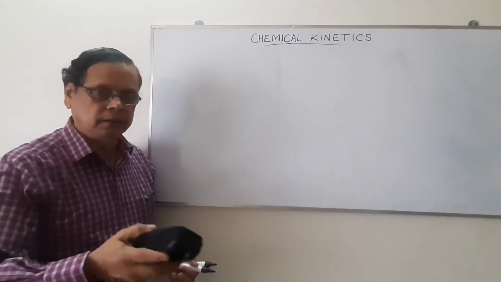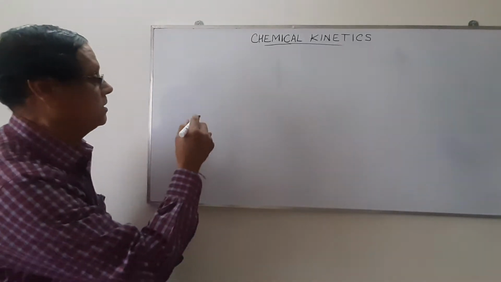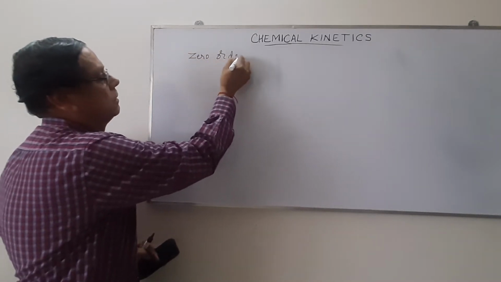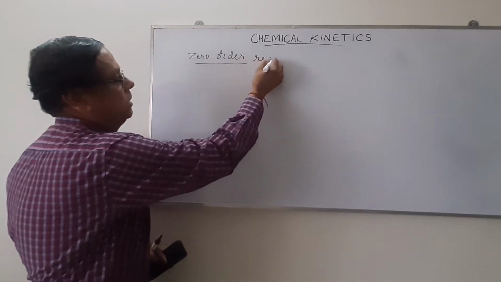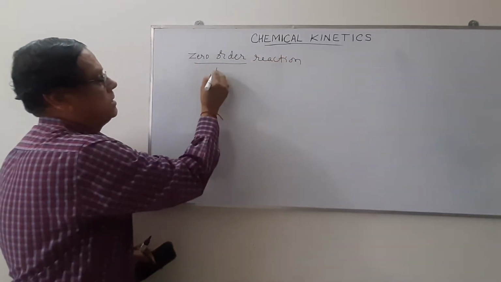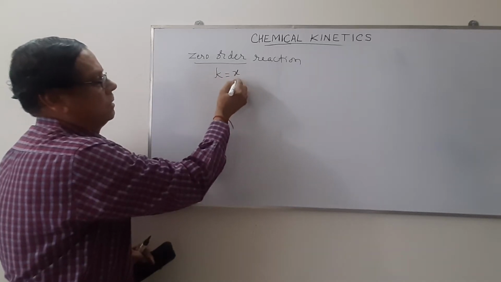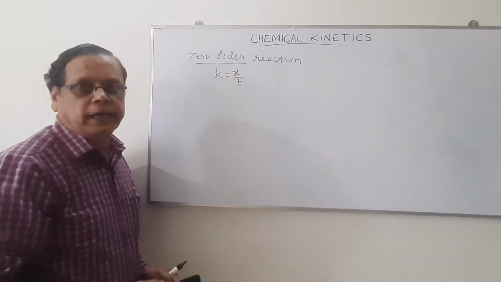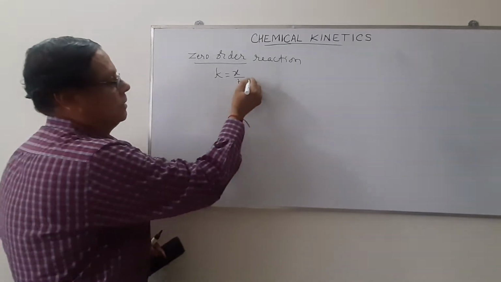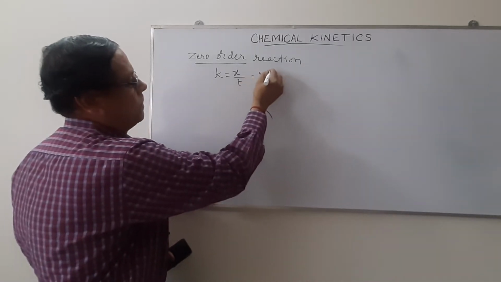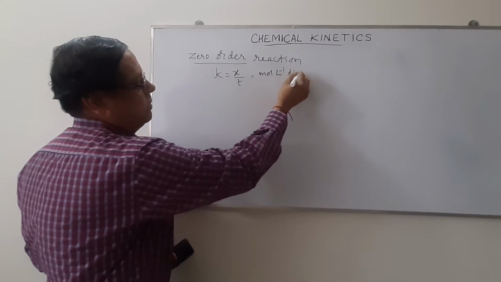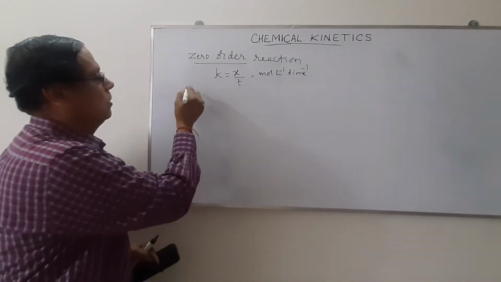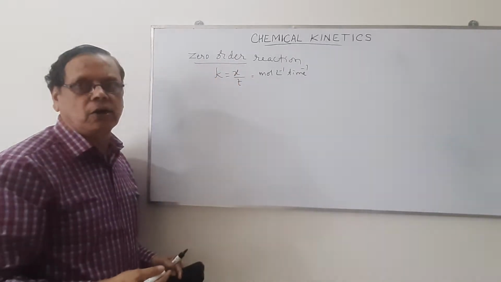Let us continue with the study of zero order reactions. In case of the zero order reaction, we have studied the kinetic equation, that is K is equal to X by T. Here the unit for this one is mole per liter per unit time. Now let us see some important points regarding the zero order reaction.